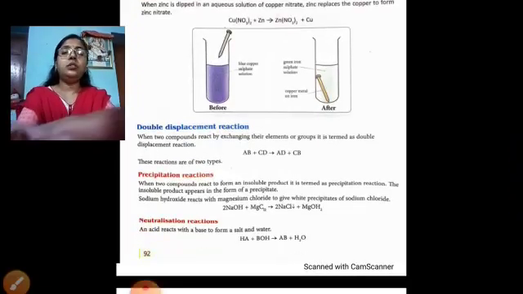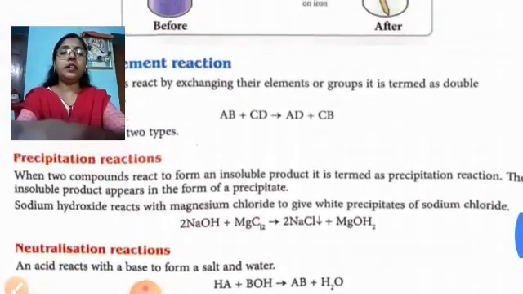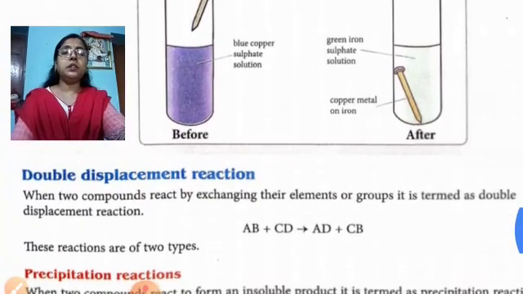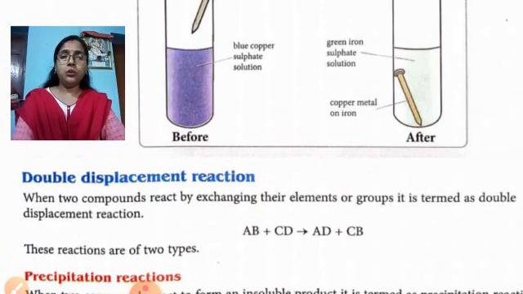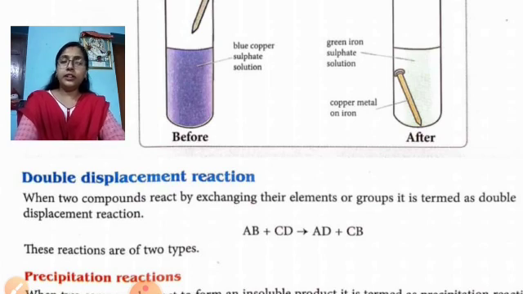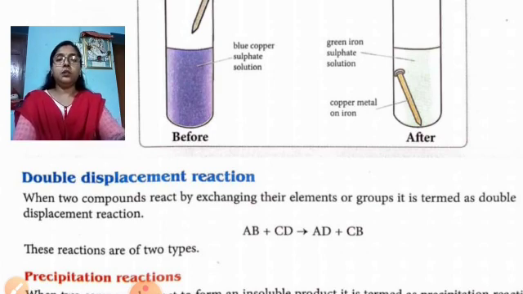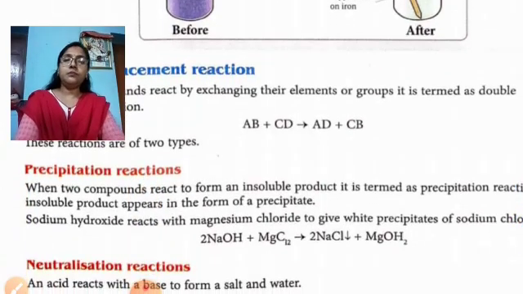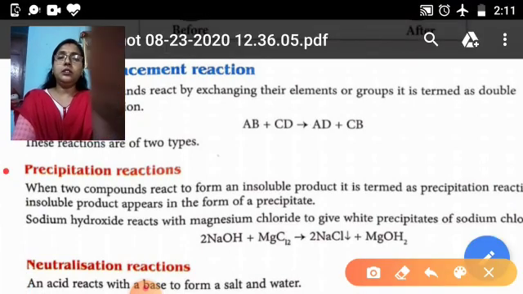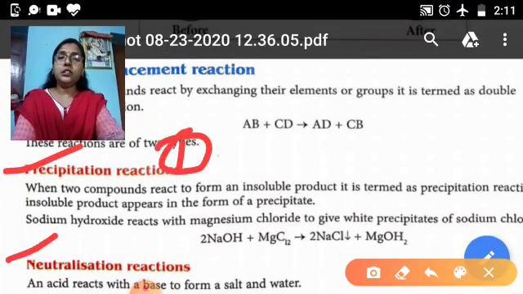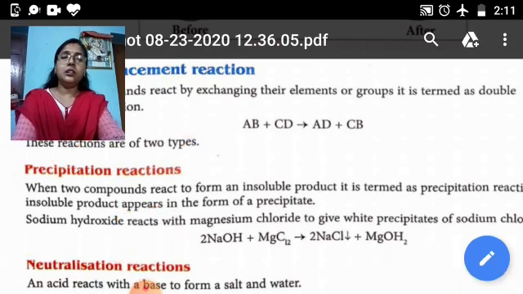It is written about the double displacement reaction. So what is double displacement reaction? When two compounds react by exchanging their elements or groups, then they are termed as double displacement reactions. So exchange of elements or ions takes place. So AB plus CD will give AD plus CB. These reactions are of two types: number one, precipitation reaction, and number two, neutralization reaction.